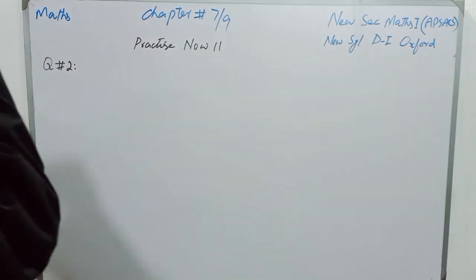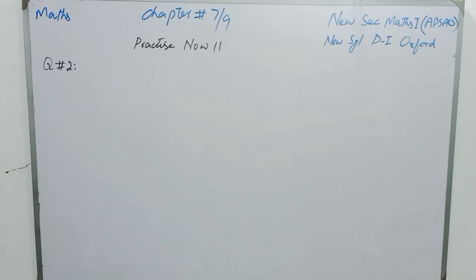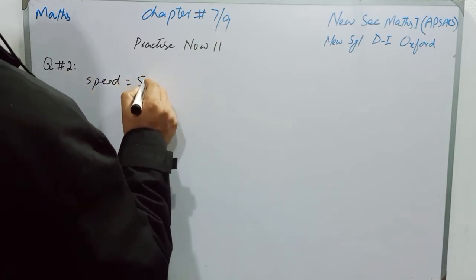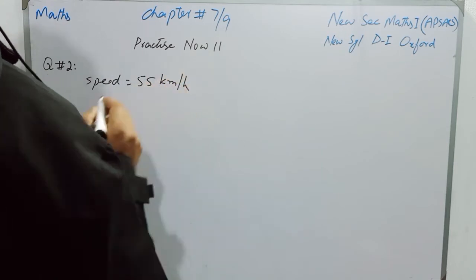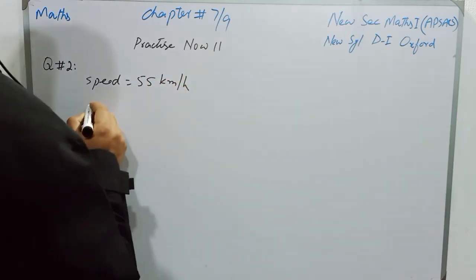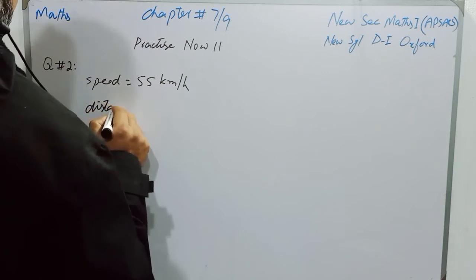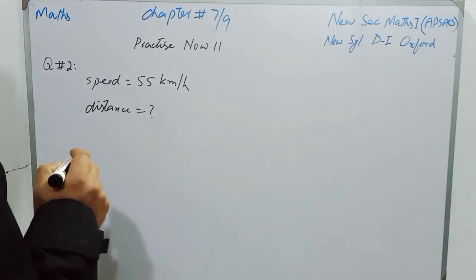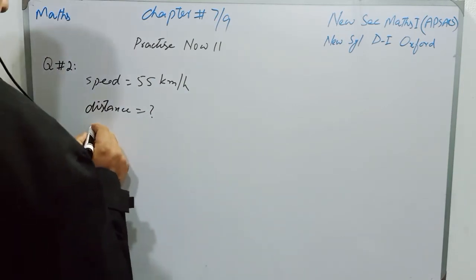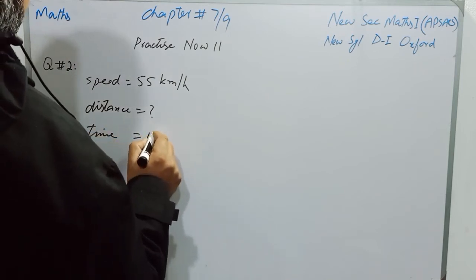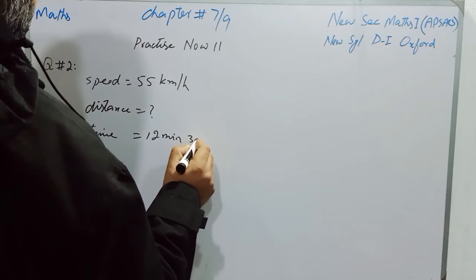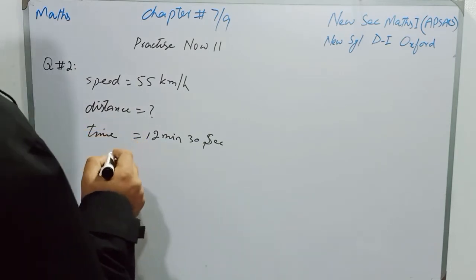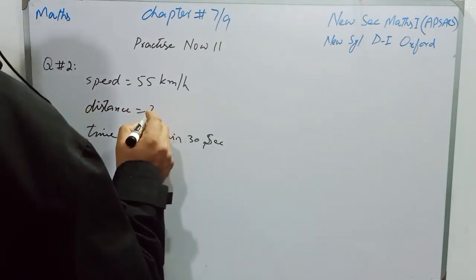Students, question number 2. A car travels at a speed of 55 km per hour. So speed of the car is 55 km per hour. Find the distance traveled by the car in 12 minutes and 30 seconds. So we have to find distance, and time is 12 minutes and 30 seconds, and we have to give the answer in meters. We have to find distance in meters.